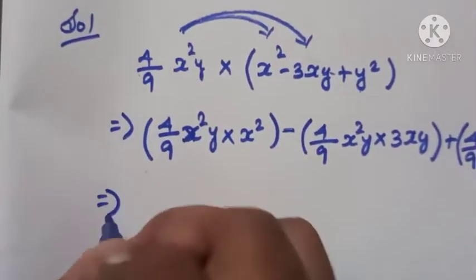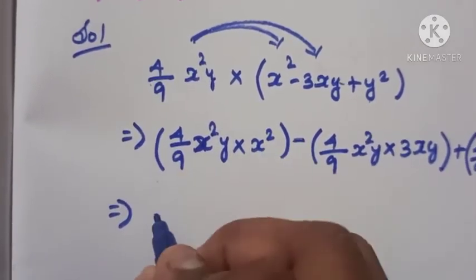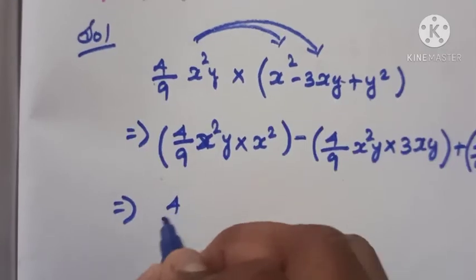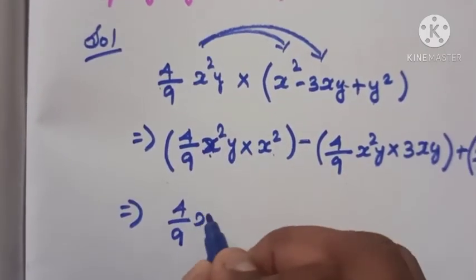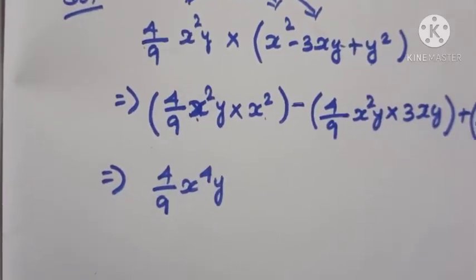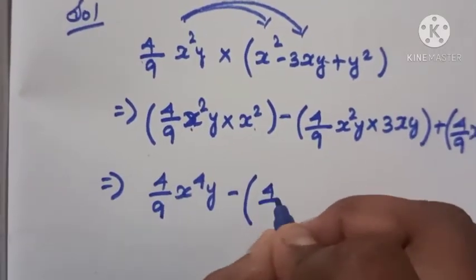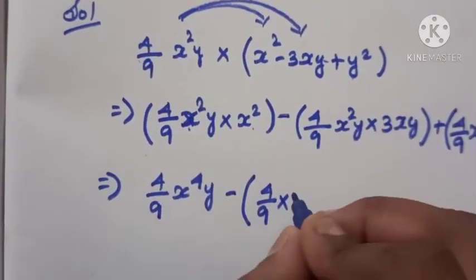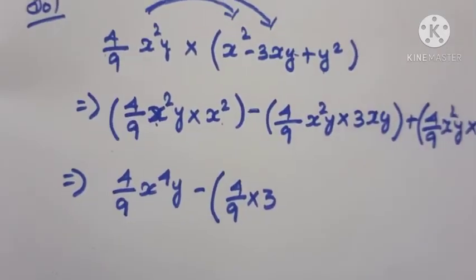So now you just multiply this, you get plus 4 by 9 x square into x square, you get x to the power 4, and y is alone, you put y, x power 4 y. Minus, here 4 by 9 is multiplied with 3. This x square y is multiplied with the xy.